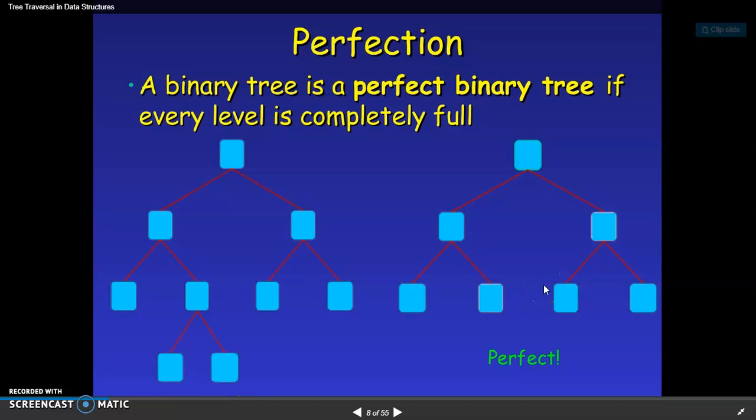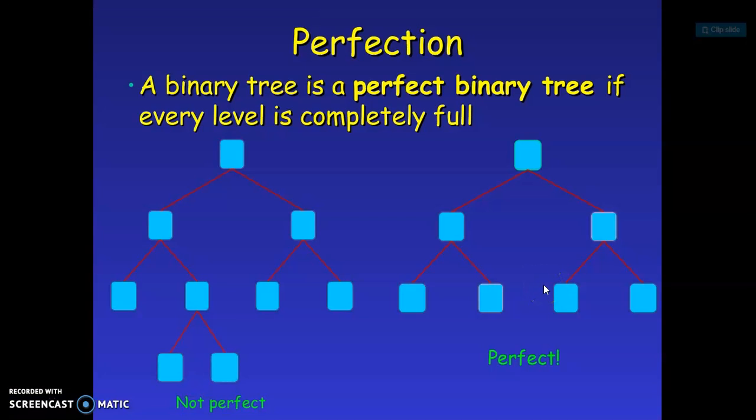That is, if a tree has all internal nodes with two child nodes, then that is called a perfect binary tree. All internal nodes of the tree must have two child nodes. Then that is the perfect binary tree.